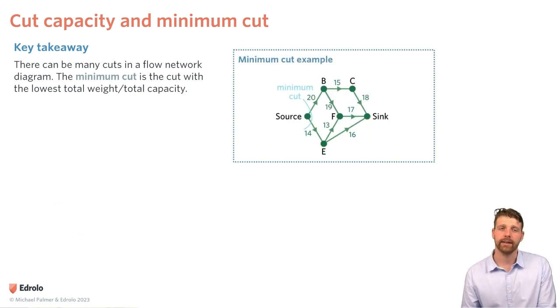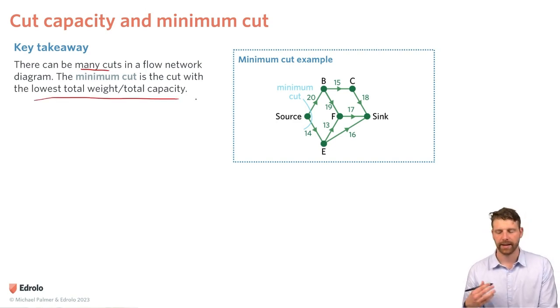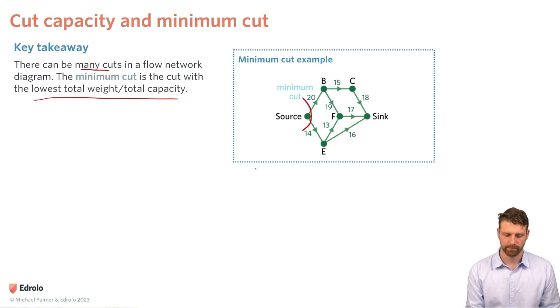Okay, my key takeaway here is that there can be many cuts in a flow network diagram. The minimum cut is the cut with the lowest total weight or total capacity. Okay, there can be more than one minimum cut, but if you can find more than one, they'll have the same total capacity. They have the same weight. Turns out in this example, the minimum cut here is just here, and it has a total capacity of 34.